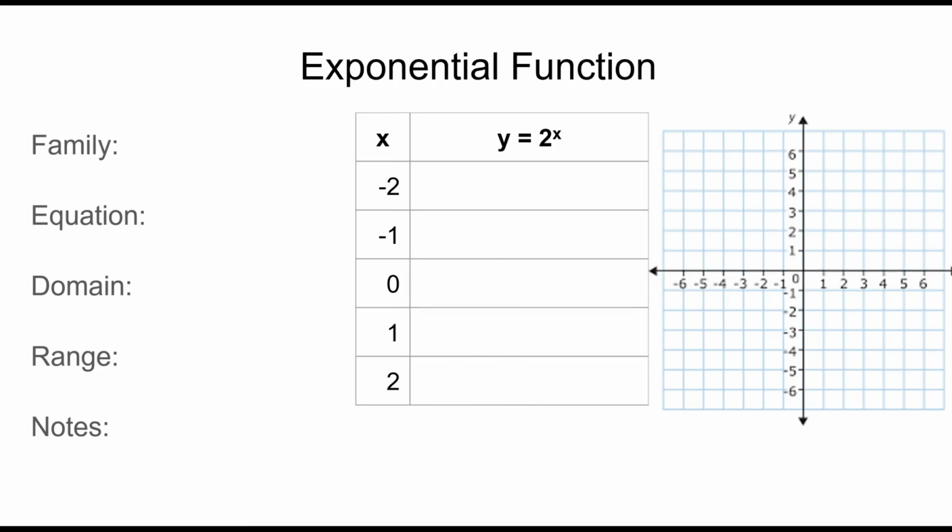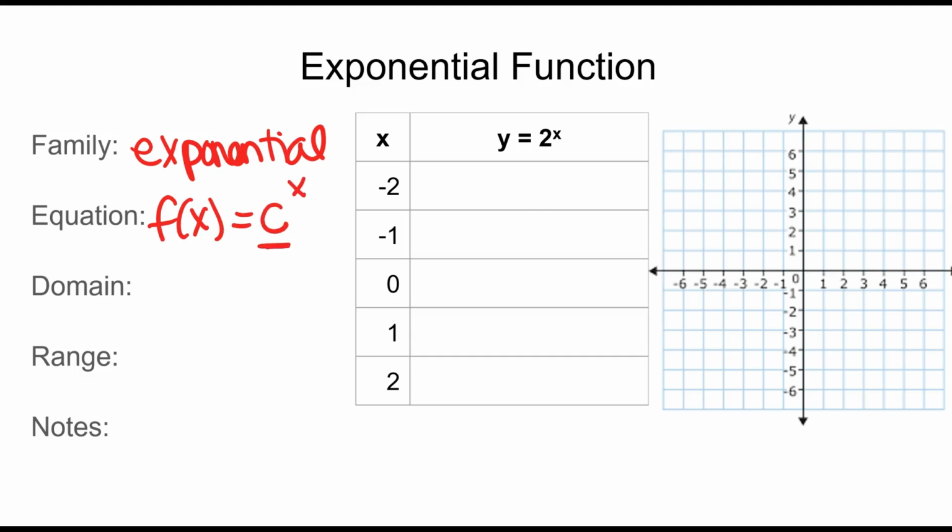All right, we've got the exponential function. Now this one is a little bit tricky. So the family is exponential. And the equation is f of x equals c to the x power, where c is a constant number. So I'm using 2 as an example here, but it could be 3, 4, 5, etc. So when we plug this in, we have to be really careful. 2 to the -2 is not going to give us a negative value. It's actually going to give us a fraction, 1 over 4, or 0.25 might be a little easier to graph. 2 to the -1, we get 1/2, or 0.5.